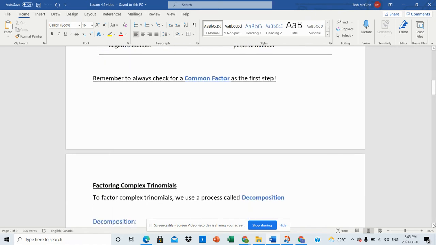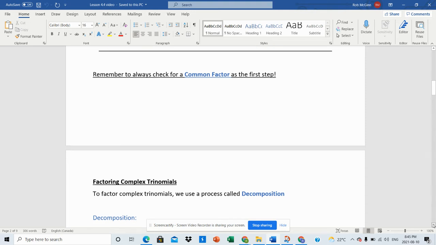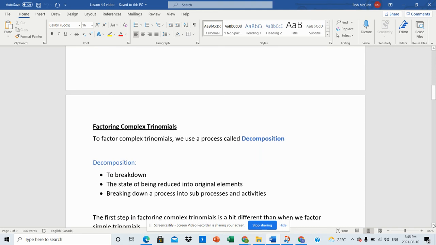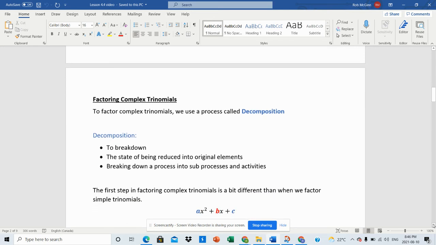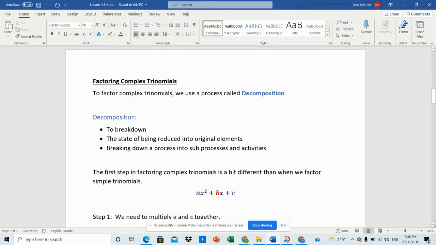All right. So, when we factor complex trinomials, we use a process called decomposition. Decomposition just means to break down, or the state of being reduced into original elements, or breaking a process down into subprocesses and activities. This is what we're going to do to the middle term of the trinomial. We're going to decompose it, or break it down. The first step in factoring complex trinomials is a bit different than when we factor simple trinomials, so we'll take a look at all the steps here.